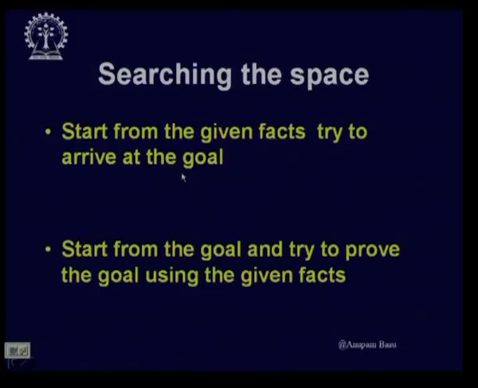Now, G was already true. Now, how can we prove D? We found a rule which has got D in its consequent, and in order to prove D, we had to prove A, B, C. So, in that way we proceeded. This is another way where we start from the goal node and try to prove the goal using the facts. Sometimes this second approach is known as goal driven search, and this first approach, starting from the given facts to arrive at the goal, is known as data driven search.